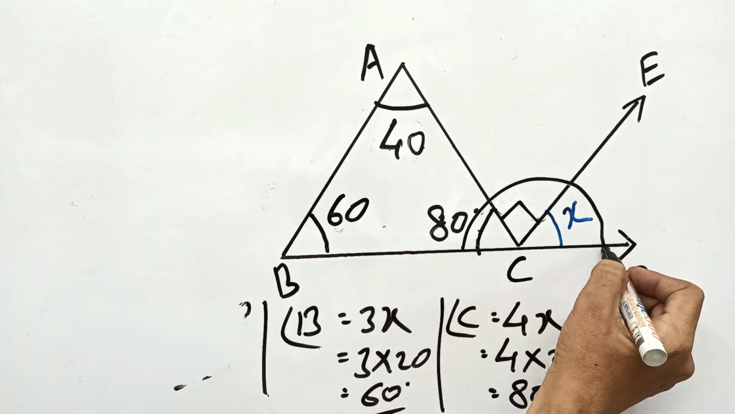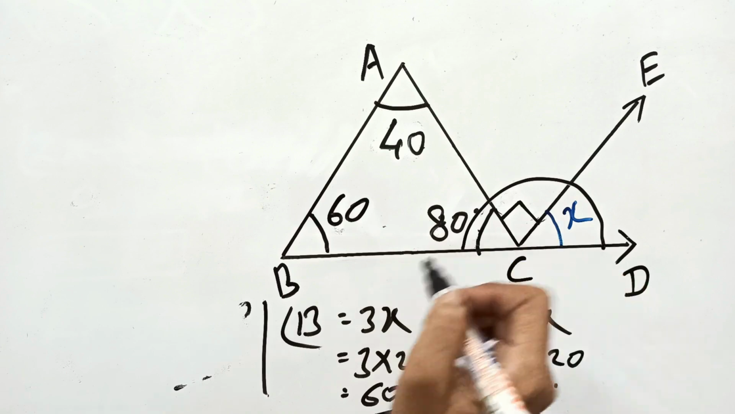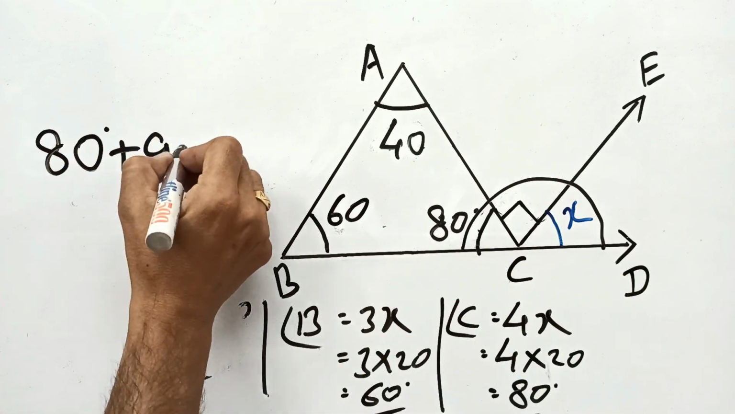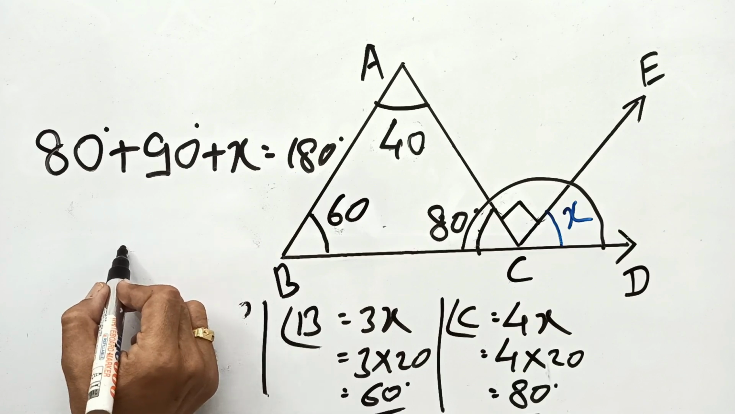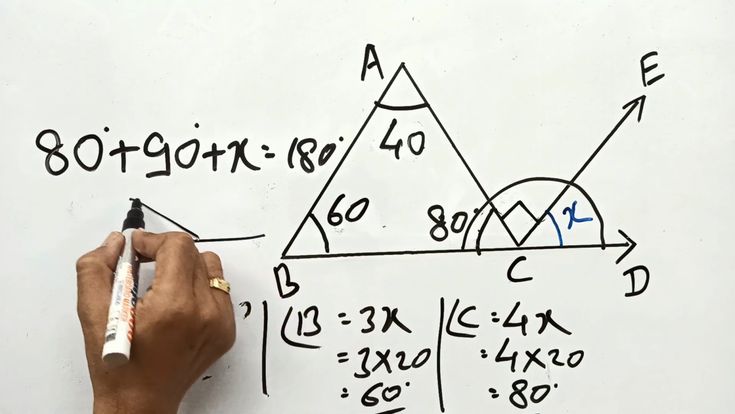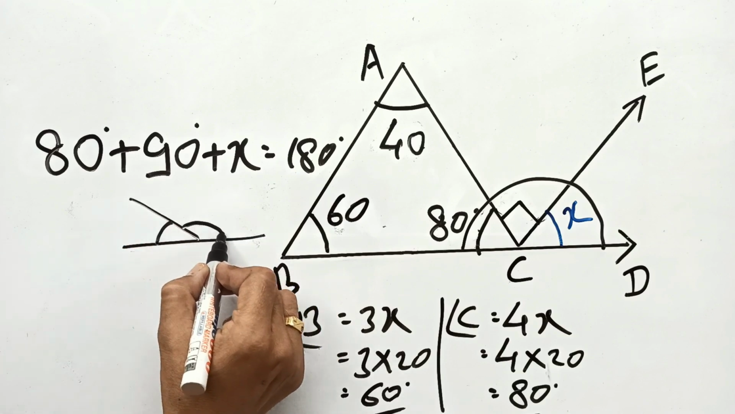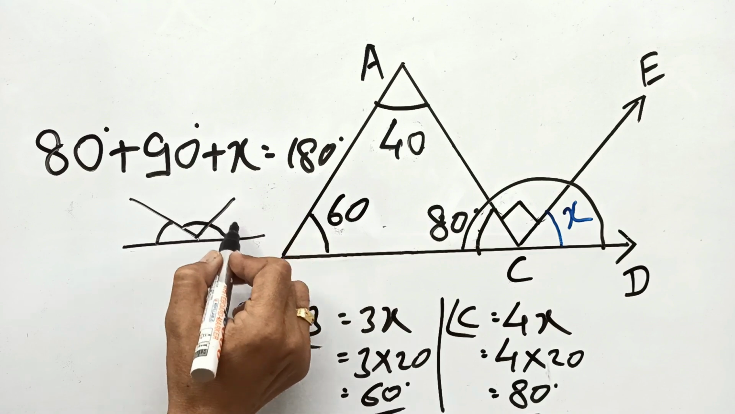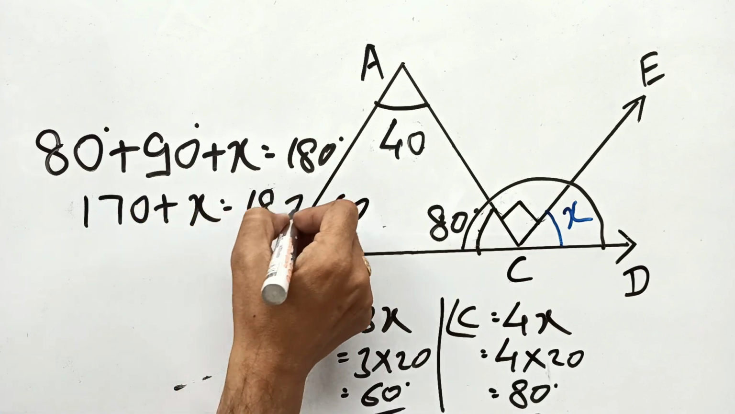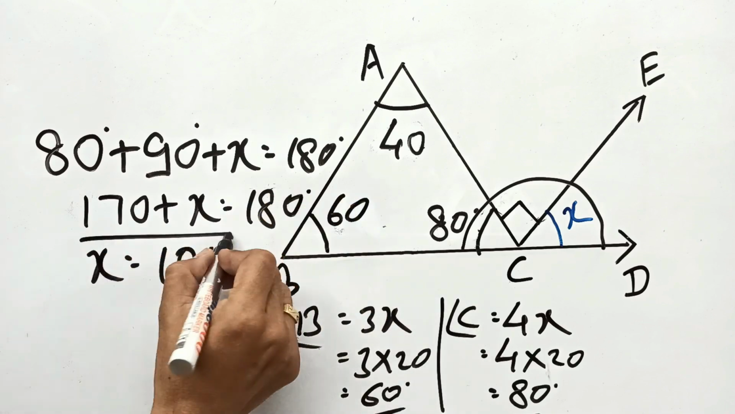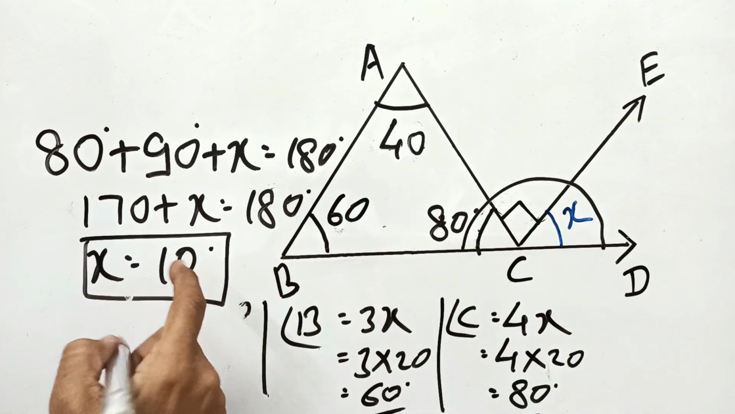Angles on the straight line. We need the linear pair. We are using here the linear pair. The sum of the three angles on a straight line is 180. So the required angle x is equal to 10 degrees.